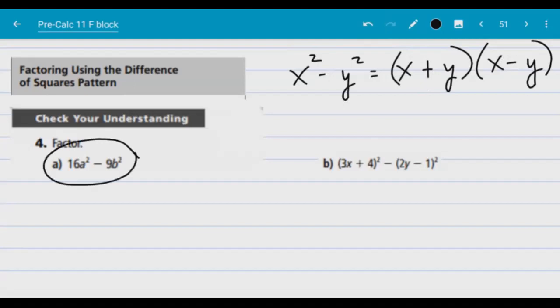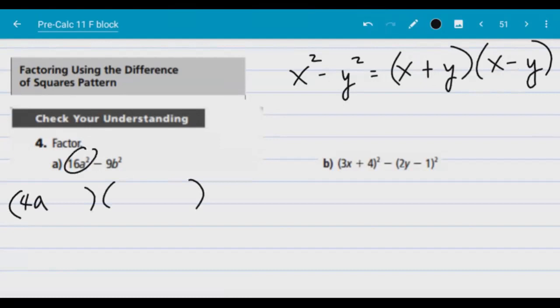16a squared minus 9b squared. Wait a minute, that appears to be the difference of two squares. Why? Because 16a squared is a square, all right? The square root is 4a. 9b squared is a square, the square root of which is 3b. That tells us that we can right away go into the square root of the first term, which is 4a. We have a 4a here and a 4a here, while the second term would be the square root of 9b squared, which is 3b here and 3b here.